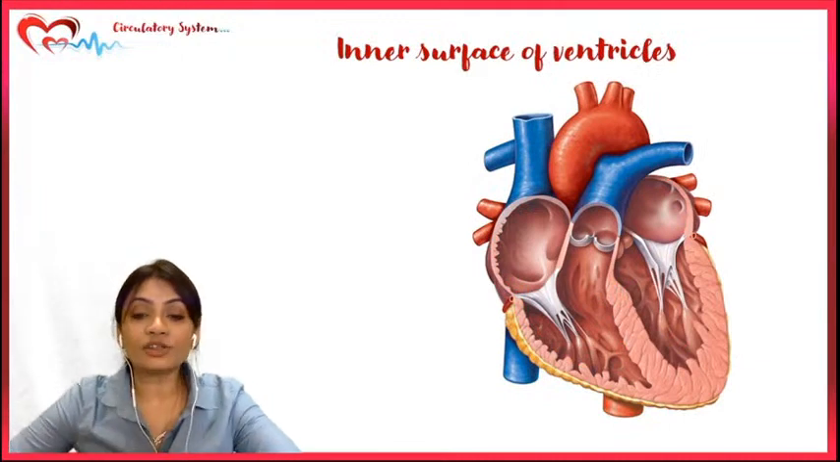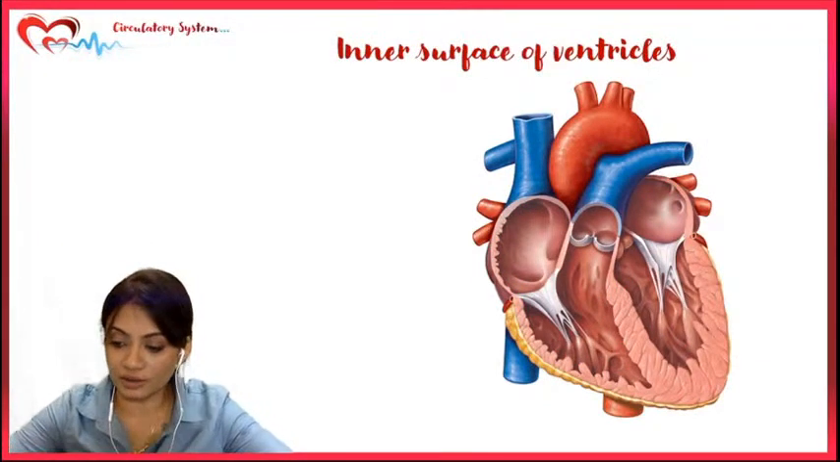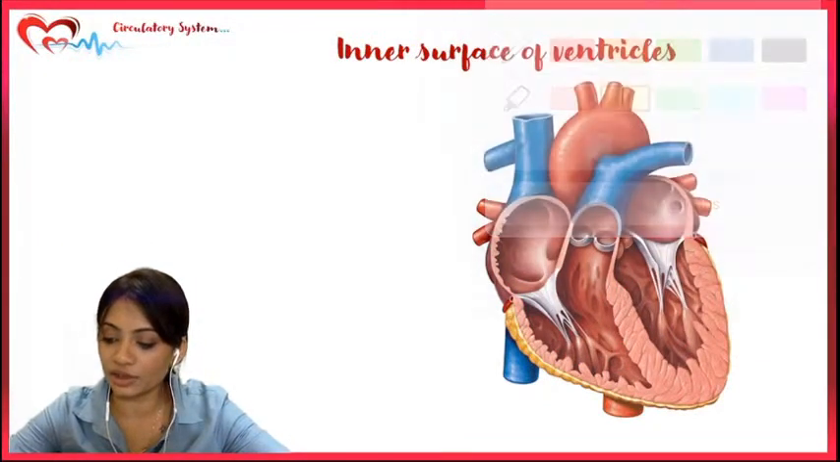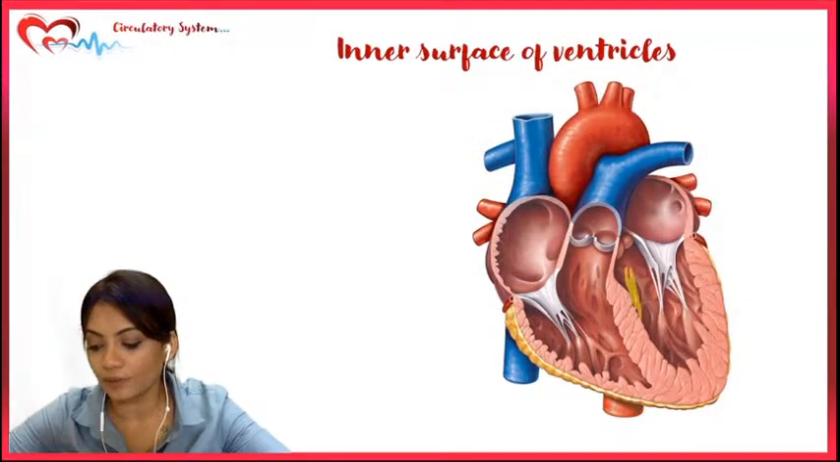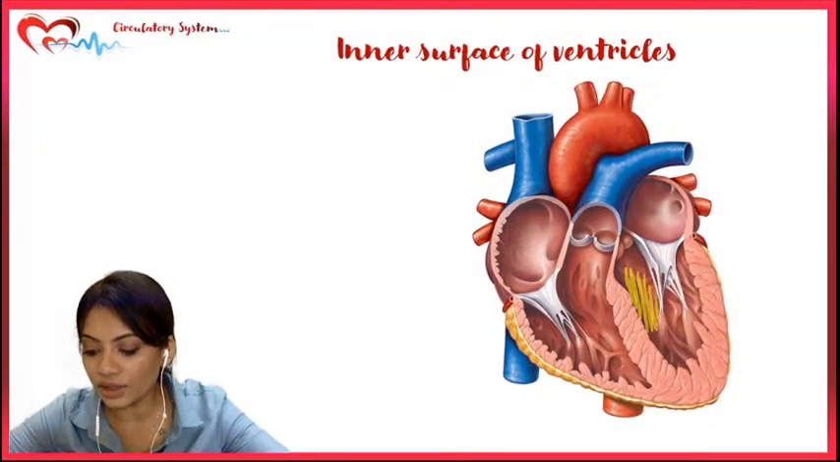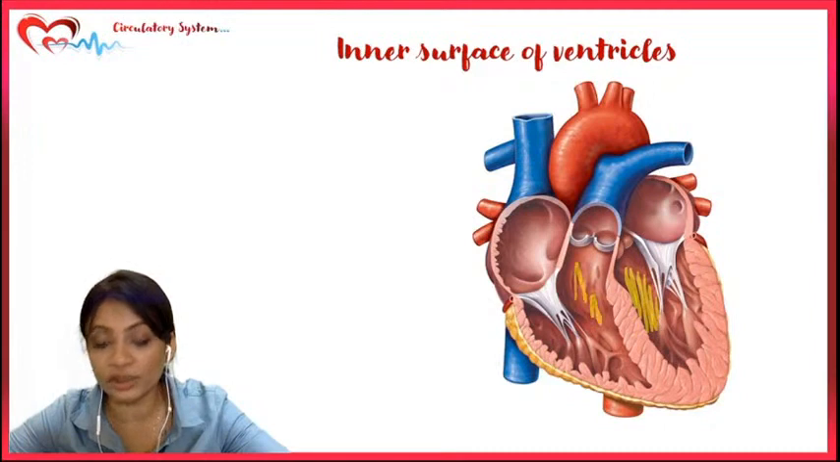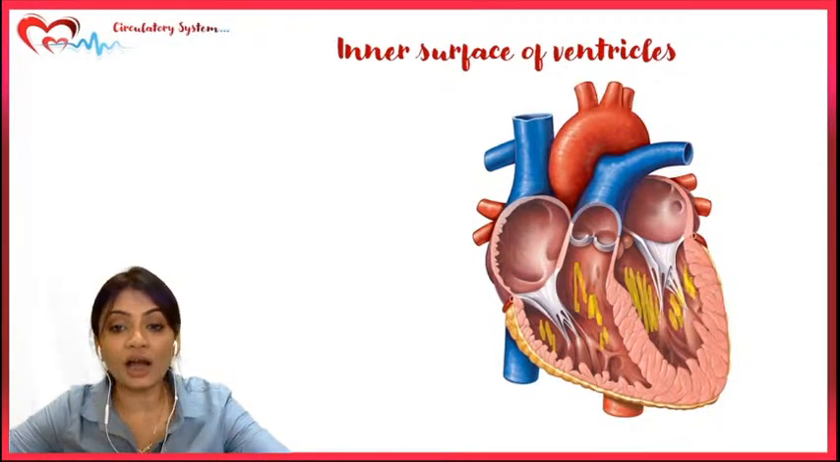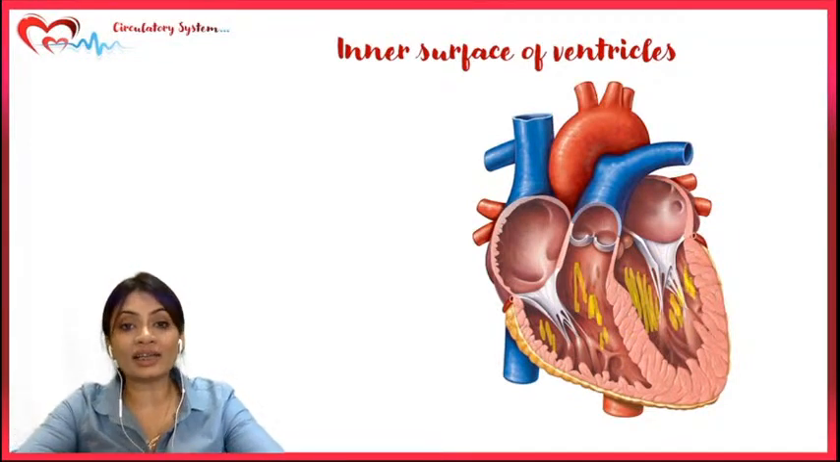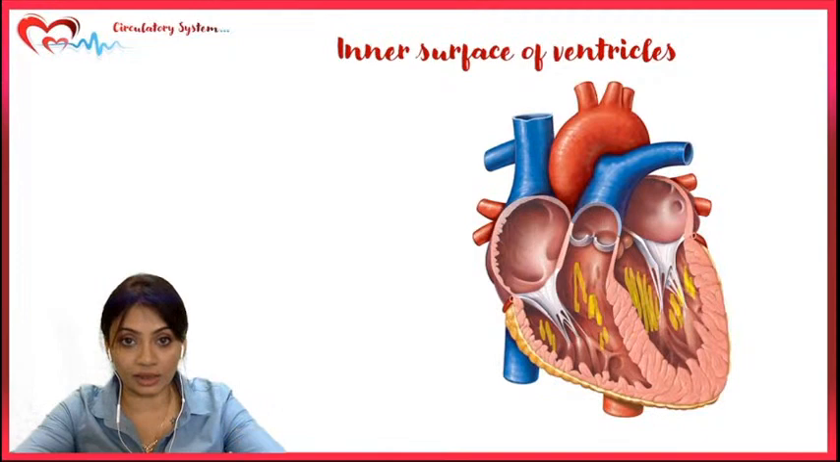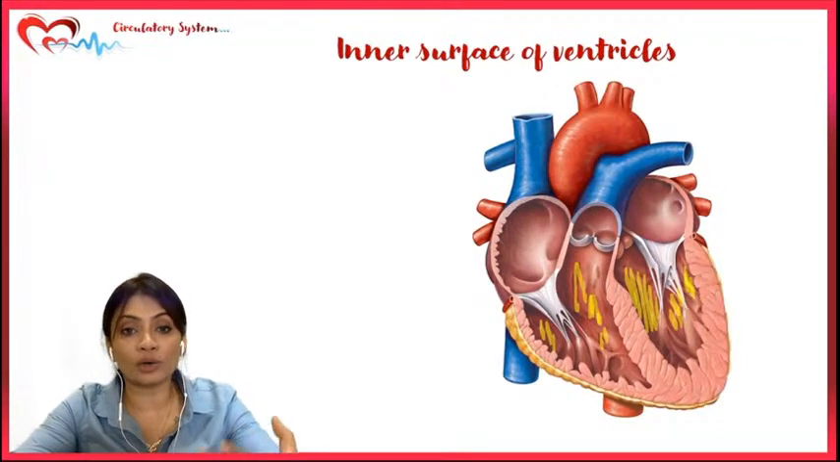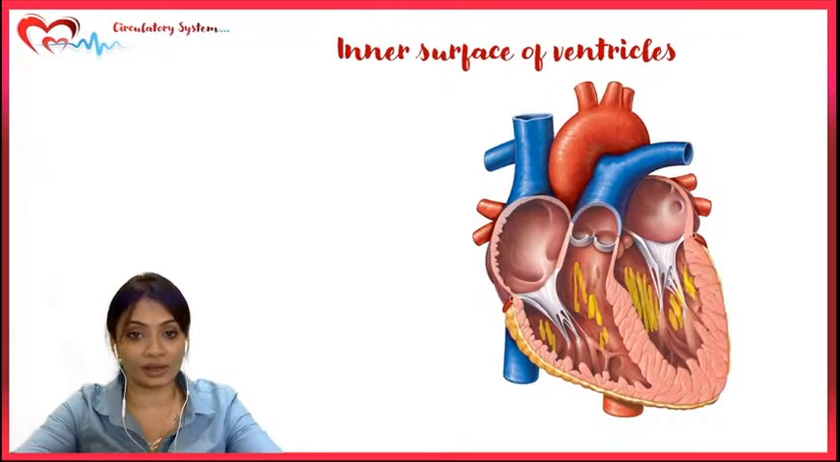Now, when we talk about the inner surface of the ventricles, I'd like you to have a look at this region that I'm highlighting over here. Can you see how it is thrown into small folds? Do you see those folds over there? All these folds are just meant to increase the surface area of the ventricles so that they can accommodate more and more blood if and when required.